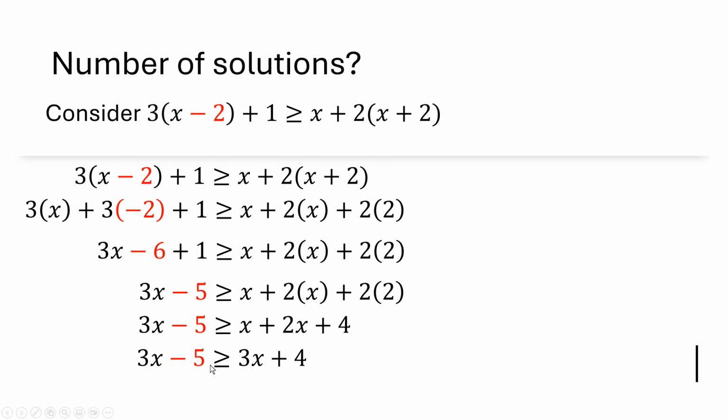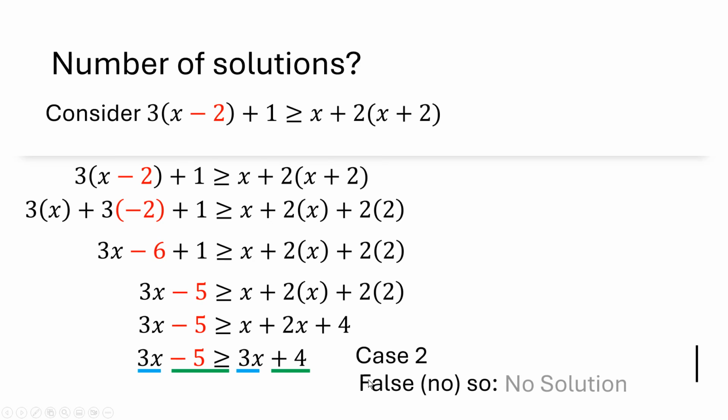Is negative 5 greater or equal to 4? No. Case 2, is negative 5 greater or equal to positive 4? False. So we have no solution. So that's how you can tell if it has a solution. Instead of having an equal sign, you check that inequality. Does that inequality make a true or false statement? If it makes a true statement, you have a solution. If it makes a false statement, it makes no solution. So true, infinite solutions. False, no solutions.